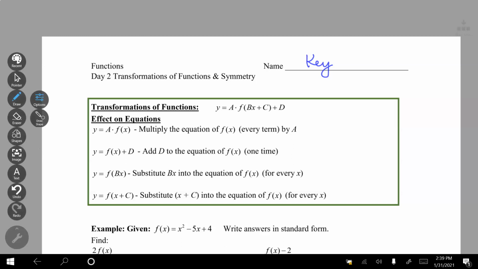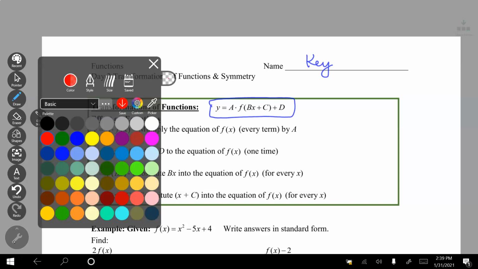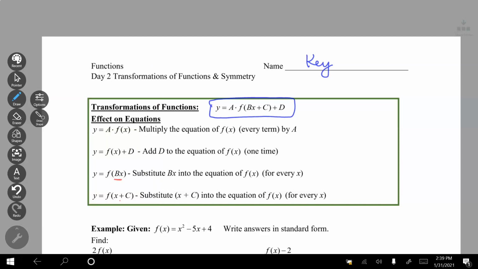Okay, so when we modify equations, again we're still looking at our function with the 4 letters A, B, C, and D. A and D are on the outside, they affect the y values, and B and C are on the inside, and they affect the x values. So if we ever have something inside parentheses, that goes in for the letter x.